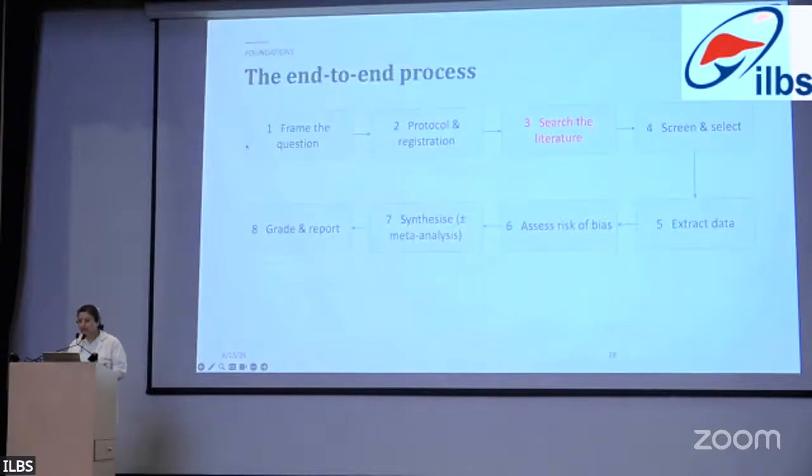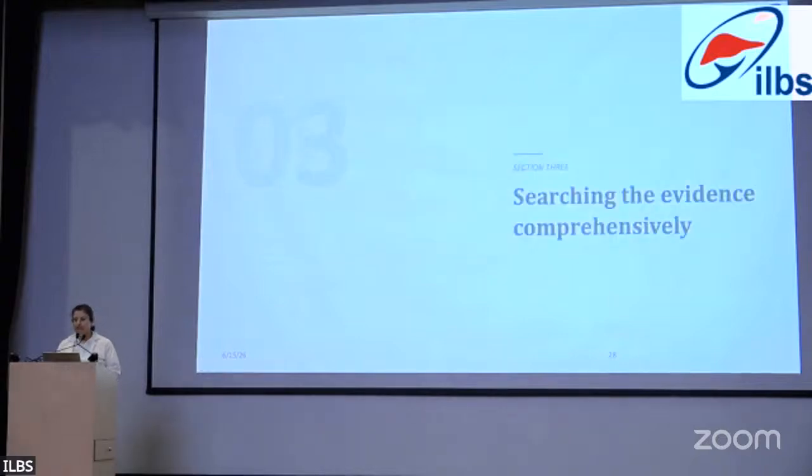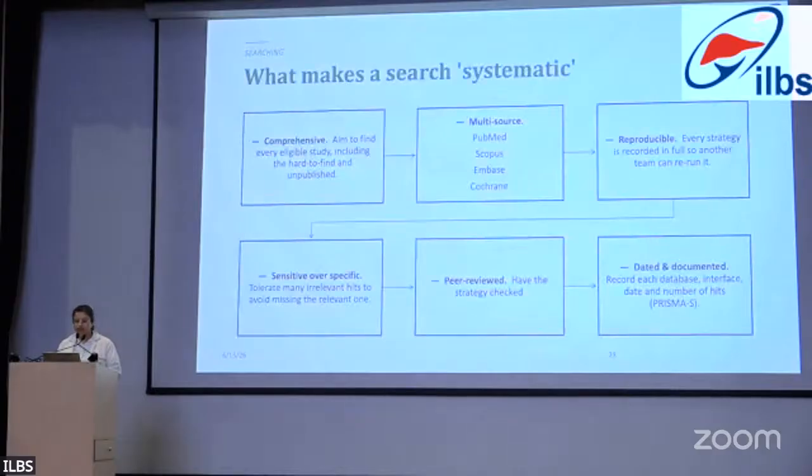Coming to the third, searching the literature, which is the most daunting and looks intimidating at first. A systematic search takes multiple sources like PubMed, Scopus, Embase, and Cochrane. These four are the mandatory databases that DHR tells us to search for the reviews that are commissioned to us. So these four multiple sources, and the search has to be peer reviewed.